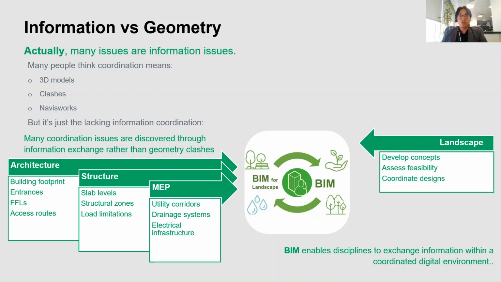For example, the architect is going to share their information about the building footprint, the entrance, the levels, finished floor levels, and the access roof level. Structure shares their slab level, structure zone, and load limitations, and may also share information about the utility corridor, drainage system, and electrical infrastructure system. All this information will be exchanged on the BIM platform.